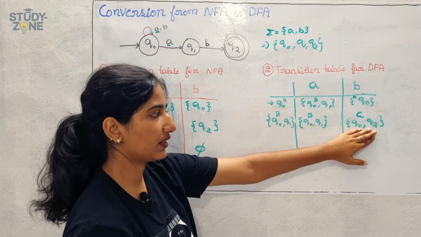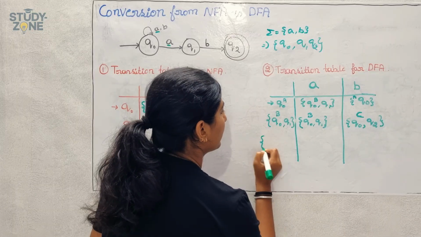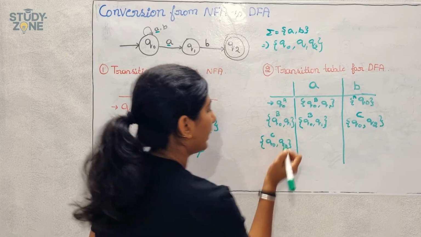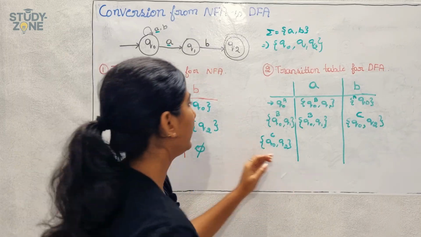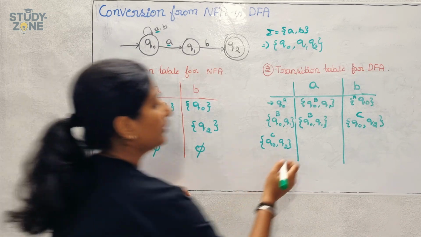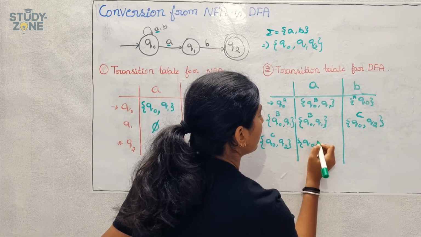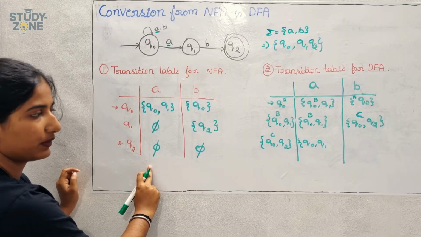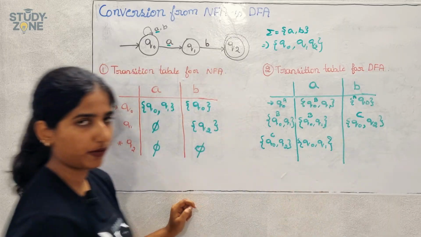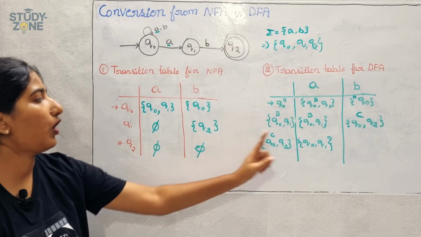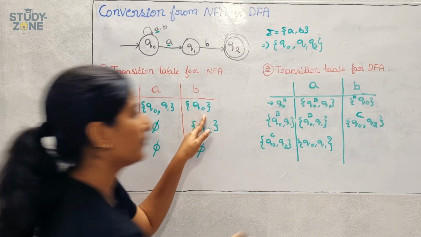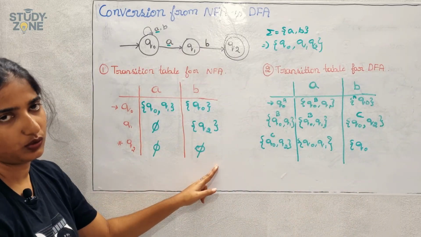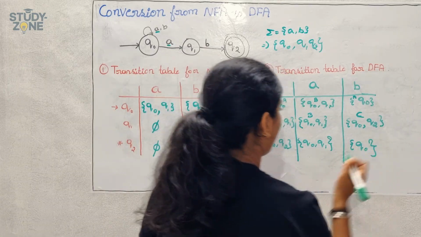Now it's time to write the transition table for C. So C is {Q0, Q2}. Same thing: Q0 on A gives {Q0, Q1}. Is there any transition from Q2 on A? No, it is the empty set, so just close the curly bracket. Now {Q0, Q2} on B. Q0 on B will stay in Q0 only, and Q2 on B has no transition, so close the curly bracket.